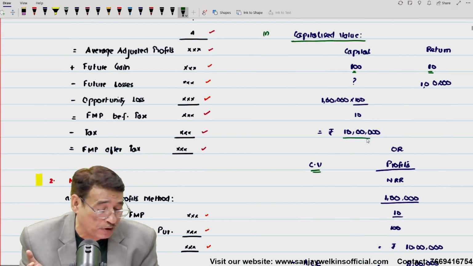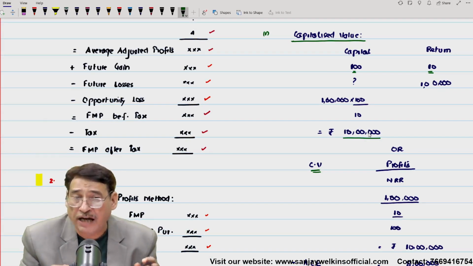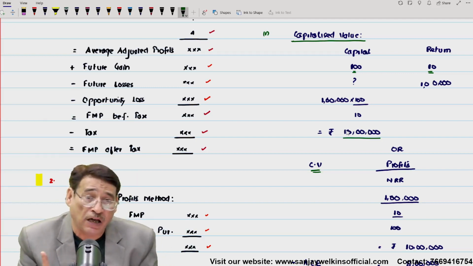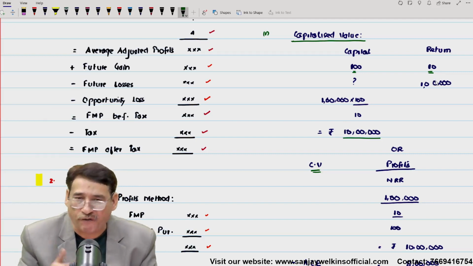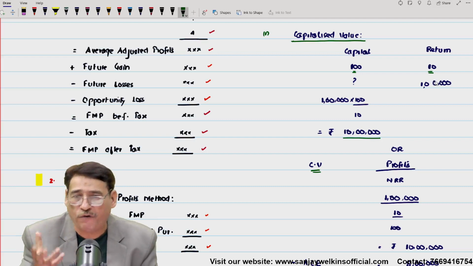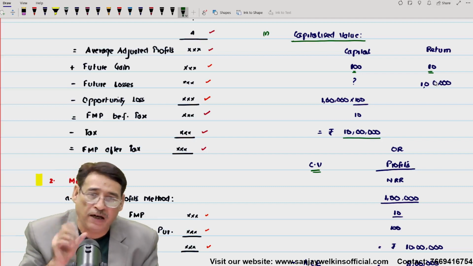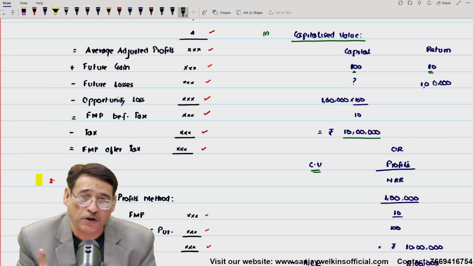I need not require to tell you that this is the capitalized value. That means other firms in the market would require a capital of rupees 10 lakh to get a profit of 1 lakh. Whereas the reality is that your firm is getting a profit of 1 lakh through an investment of only 8 lakh. This is the point I just wanted to bring to your notice.